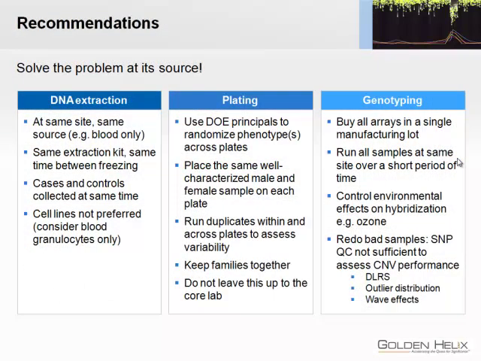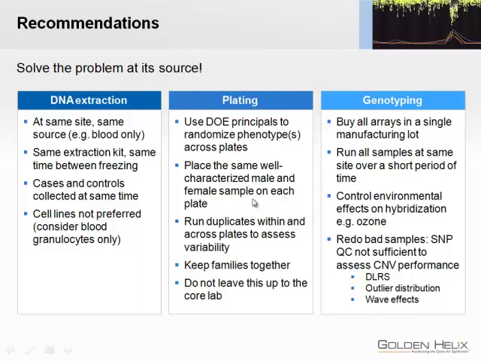So we recommend solving this problem at the beginning: look for any source of variability and try to be consistent. Extract the DNA from the same site, the same source, use the same extraction kit, the same time between freezing, and collect your cases and controls at the same time if at all possible. Again, whole blood is generally what we would prefer. If you're going to use saliva, do it for everybody, your cases and your controls. For plating, use design of experiment principles to randomize your phenotypes across the plates, and I'll talk at length about that a little later.